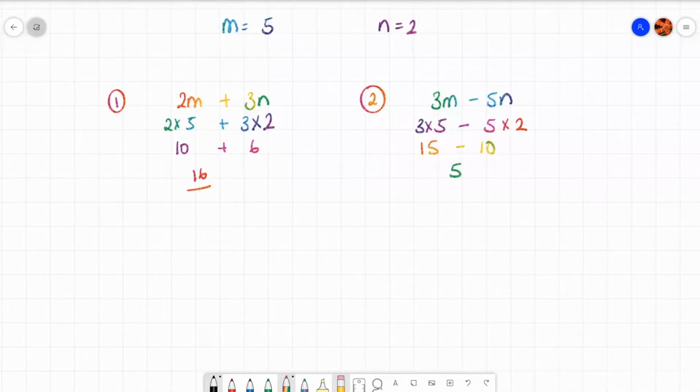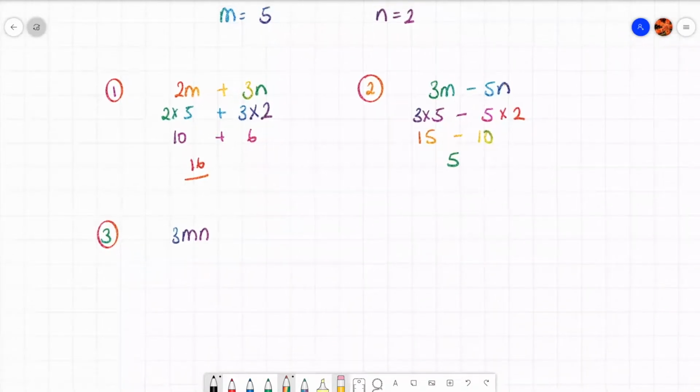Okay, what about another example? What if you had something like 3mn? So replacing the letters with numbers again this time round. M is 5 and n is 2. Okay. 3 times 5 times 2. 3 times 5 is 15. 15 times 2 is 30.